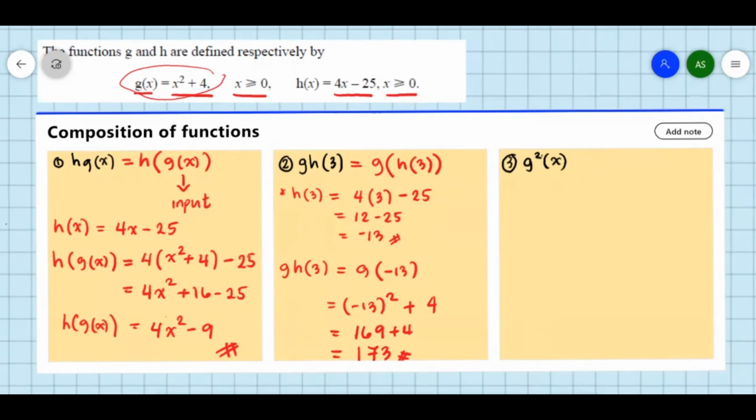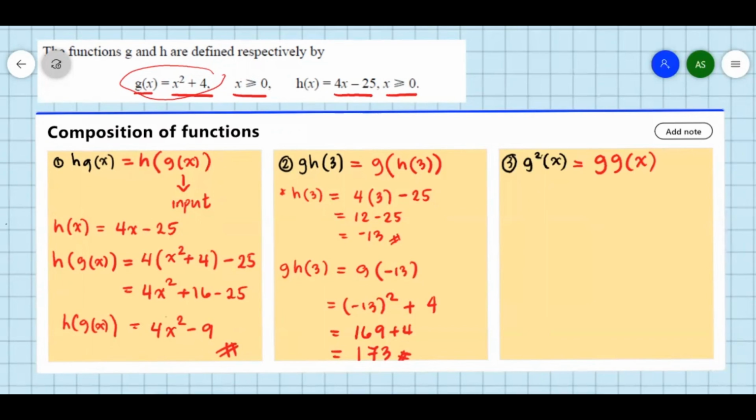Okay, so let's proceed to question number 3. As you can see here, this is g squared of x. Based on the previous note that I have given earlier, if you're given g squared of x, this means g acts on x twice. So that will give you g of g of x. And what does this mean? This means your input is g, and you put your function g inside g itself.